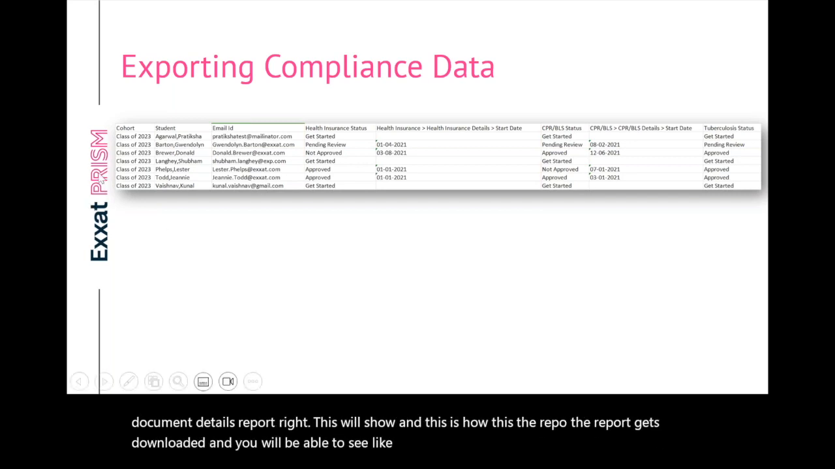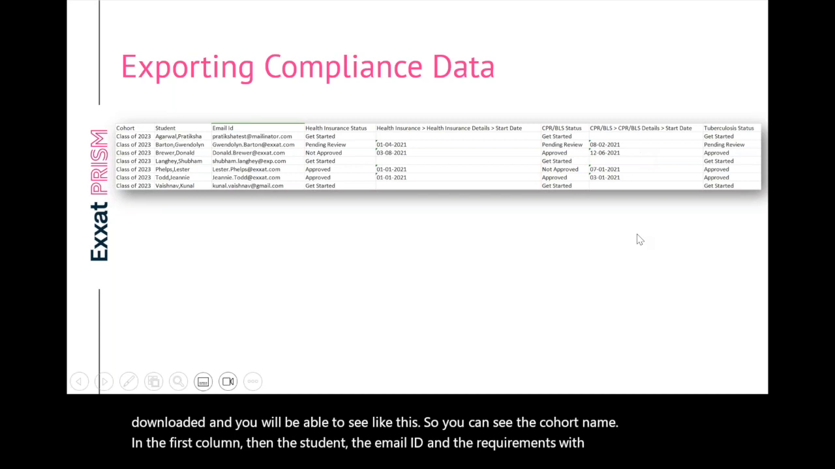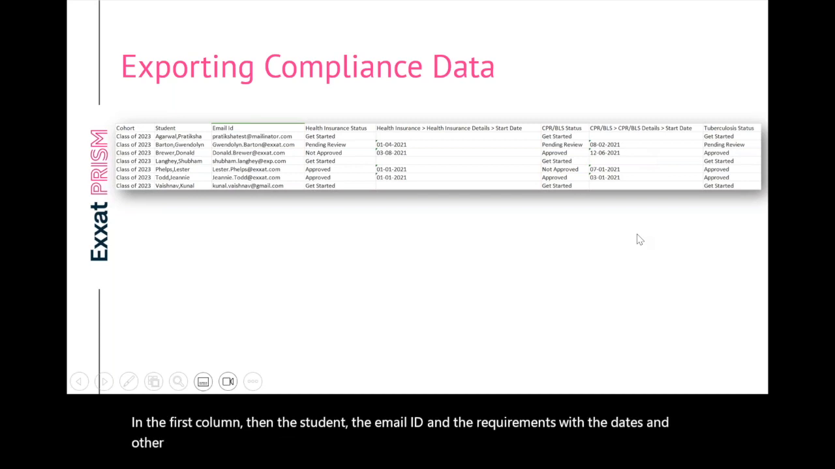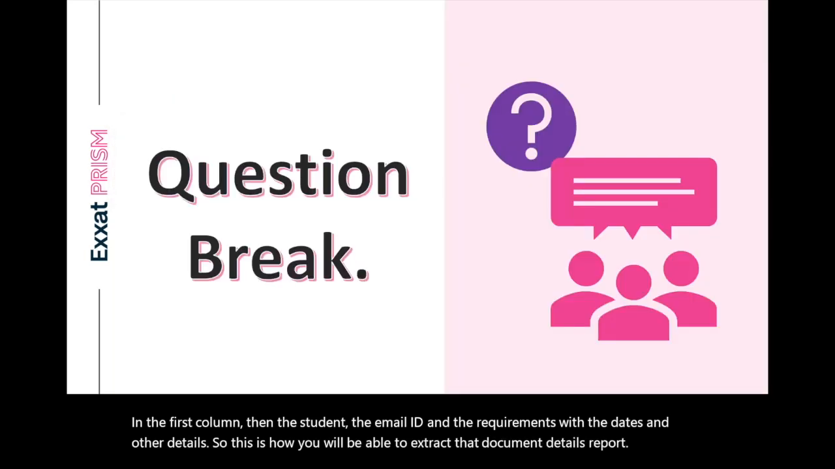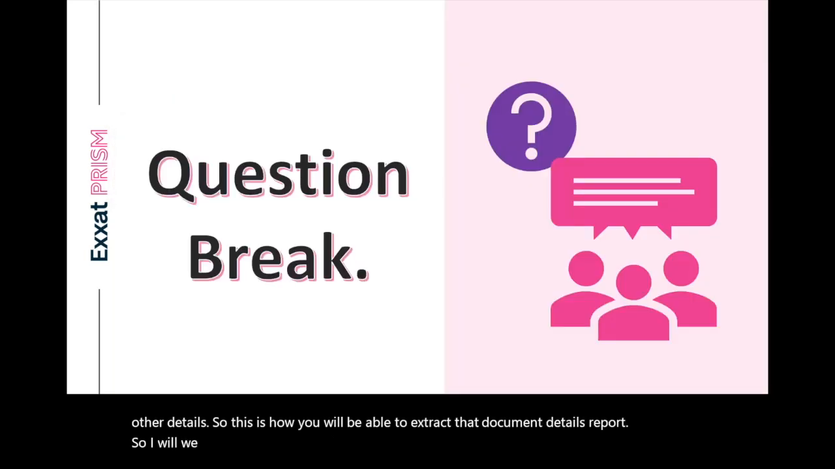So you can see the cohort name in the first column, then the student, the email ID, and the requirements with the dates and other details. So this is how you'll be able to extract that document details report. I will take a brief pause and see if there are any further questions.